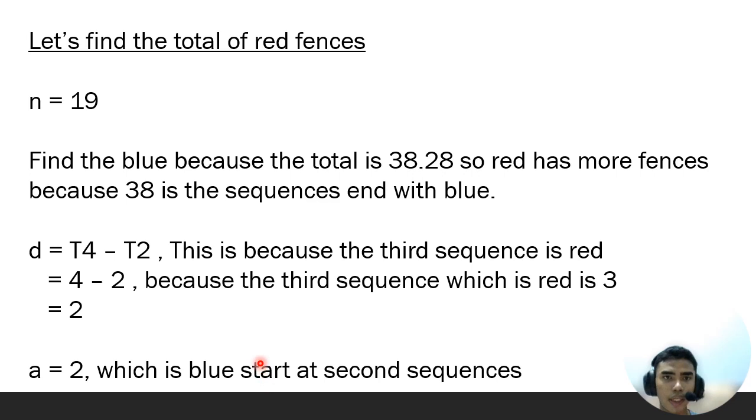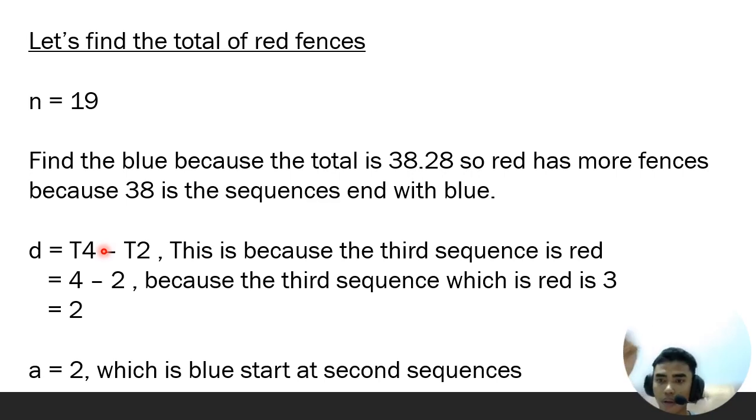In the next slide, let's find the total of red fences. The total is 38.28, so there is a little more red, 0.28. It's not a lot, but it must be counted because there's more red, since it is a decimal, not a round number. Red has more fences because the sequence ends with red, not blue. So we need to know about the blue first because blue is in the perfect sequence, with no decimal.